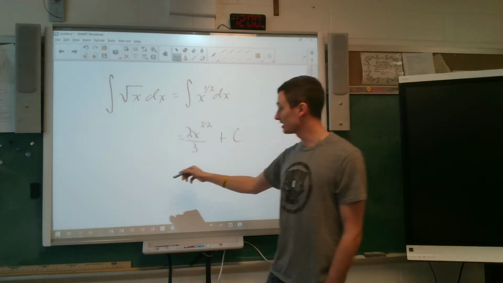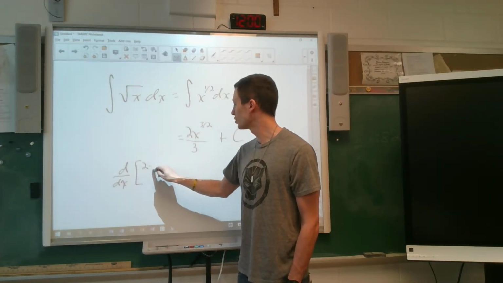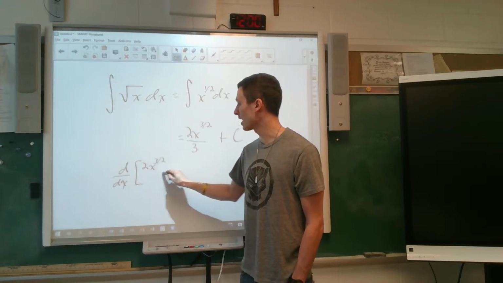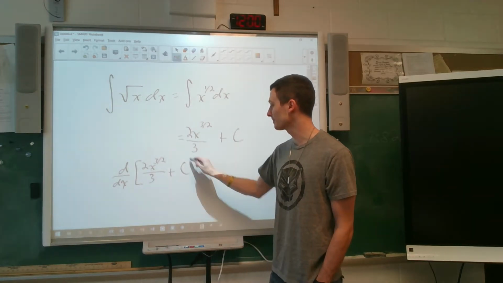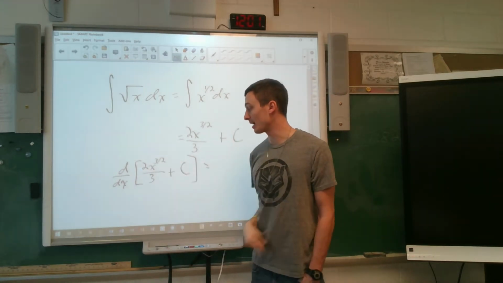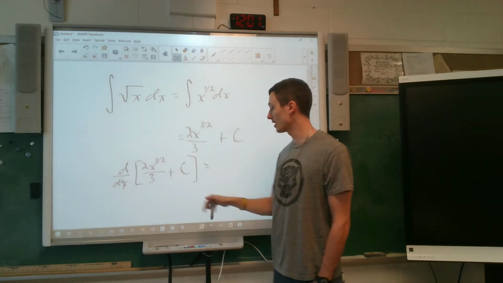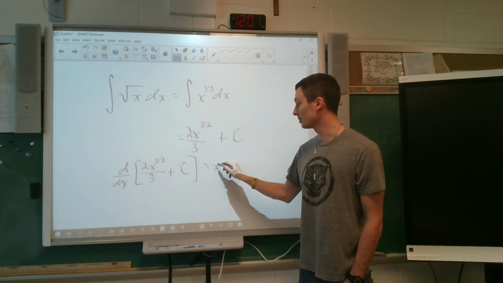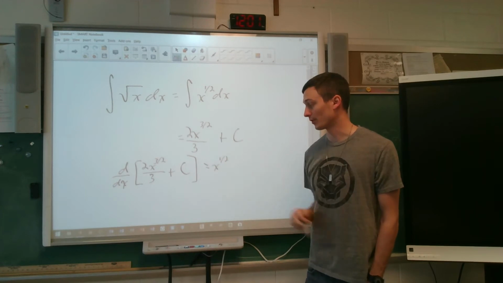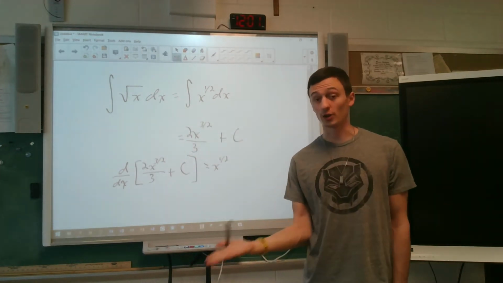So again, if I were to take the derivative with respect to x of 2x to the 3/2 power over 3 plus c, that's a power rule. I would multiply by 3/2, but multiplying by 3/2 cancels with this 2/3, and I would take one away from the exponent, and I would be left with x to the 1/2. And the derivative of c is 0. So I'm left with my original function. This is good, it worked out again, great.